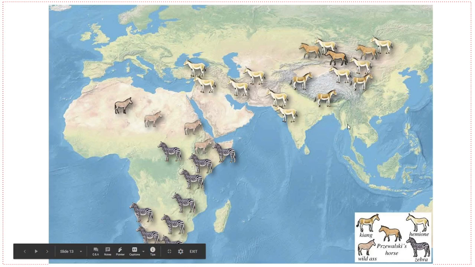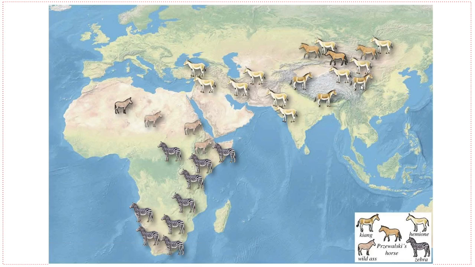The Kiang, that's this guy here, here, and here. The Przewalski's horse is found here, here, and here.